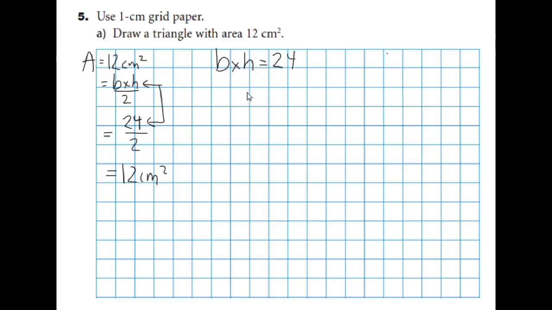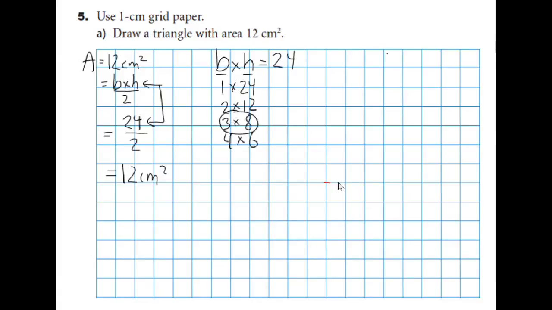So what are the many different ways I can get 24 with base and height? Well, I could do 1 times 24. These are just the factors of 24. 2 times 12, 3 times 8, 4 times 6. Those are all the different ways we can multiply two numbers to get to 24. So a triangle with any of those combinations of base and height is going to work. So let's choose 3 and 8 just for fun.